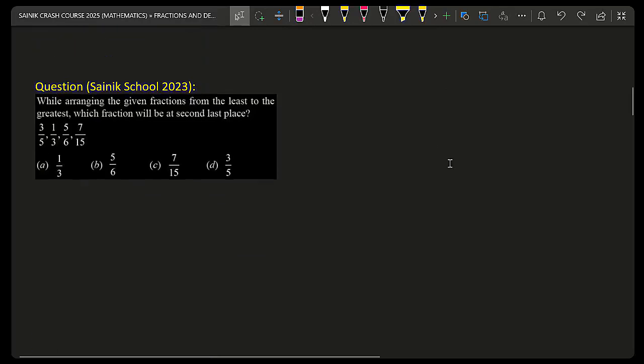This question was asked two years back, that is the 2023 exam. While arranging the given fractions from the least to the greatest, which fraction will be in the second last place? I'll give you 2 minutes of time, all of you. Try to arrange these fractions from least to greatest, that means ascending order. If you arrange them in ascending order, we want the second last place. What is that fraction? All of you try this question.